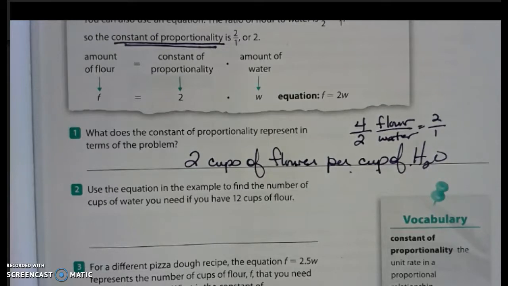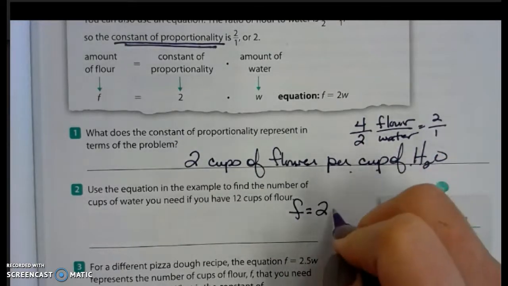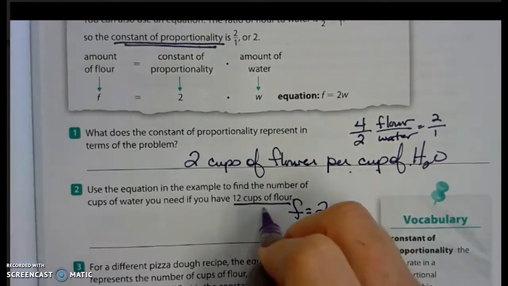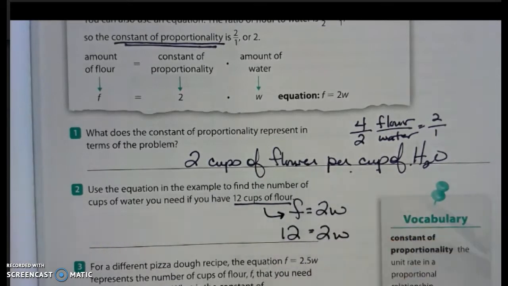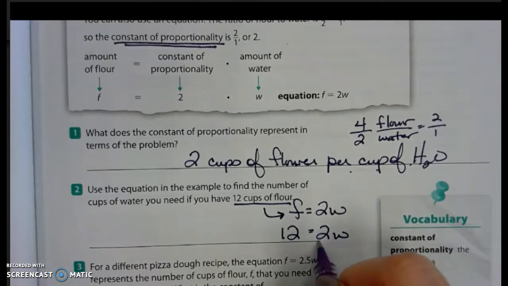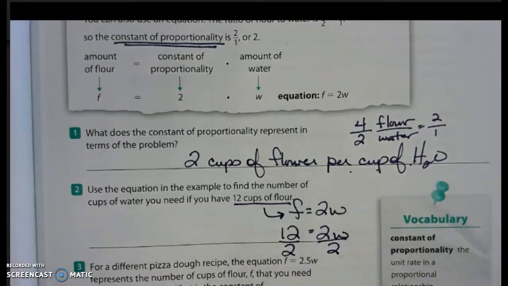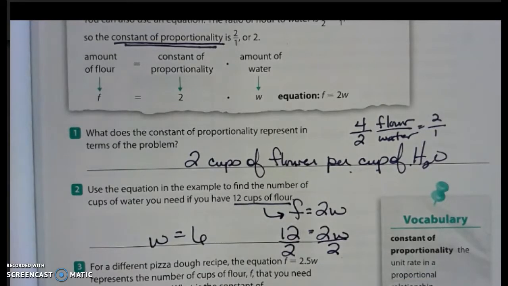Number 2 says use the equation in the example to find the number of cups of water you need if you have 12 cups of flour. Now, the equation said that cups of flour was equal to 2 times the cups of water. When they tell you 12 cups of flour, we're going to take out the F and plug in 12. So 12 is equal to 2 times W. Now we're solving for W. I need rid of the 2. The opposite of multiplying by 2 is dividing. If I divide the right by 2, I have to divide the left by 2, which will give me W equals 6.